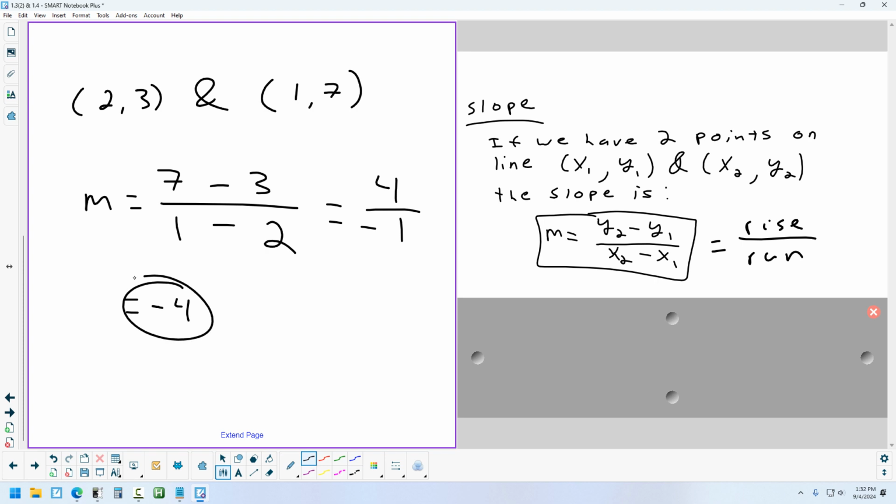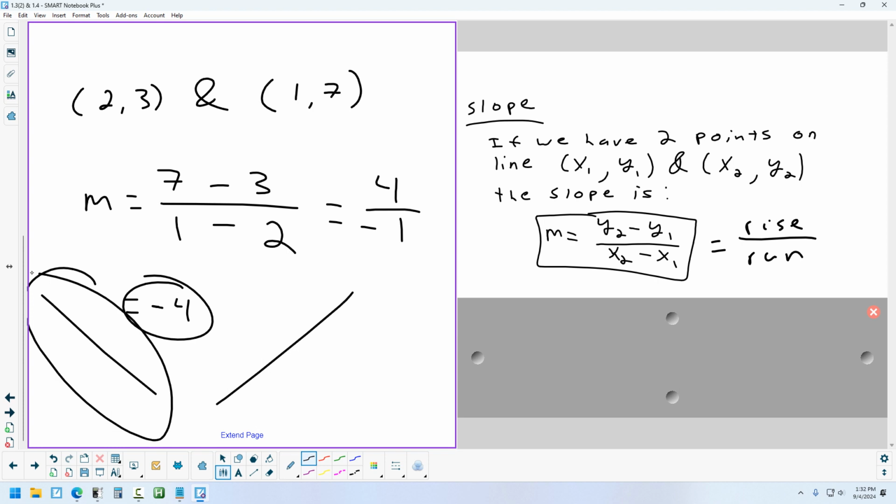So that's the slope. If you drew a line through those 2 points on the paper, it would have a slope of negative 4, which means it slants which way as you go to the right? Down to the right. Up and to the right is a positive slope. Down and to the right, negative. So it would look like this one. Might be a little steeper.